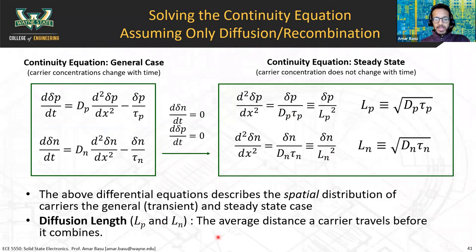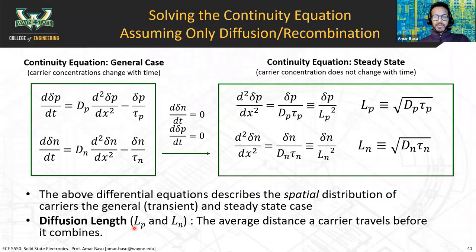This is called the diffusion length. It's the average distance a carrier travels before it recombines. Relate this to the carrier lifetime. The carrier lifetime was the average time a carrier exists before it recombines, and the diffusion length is the average distance a carrier travels before it recombines.